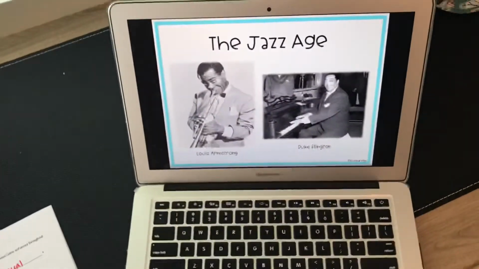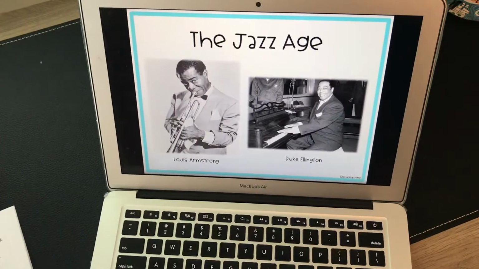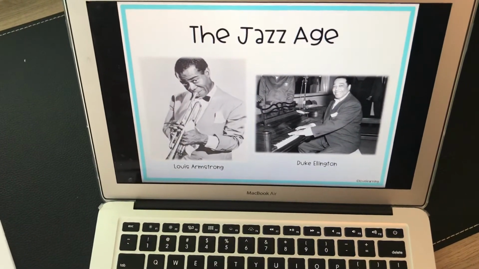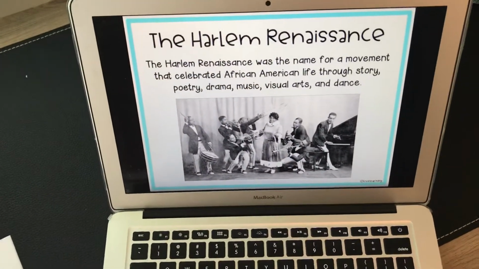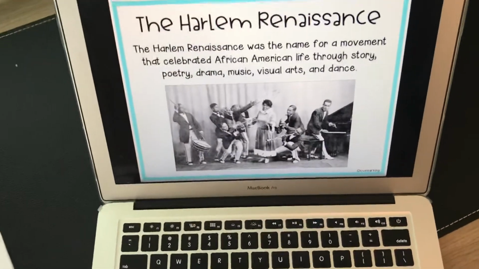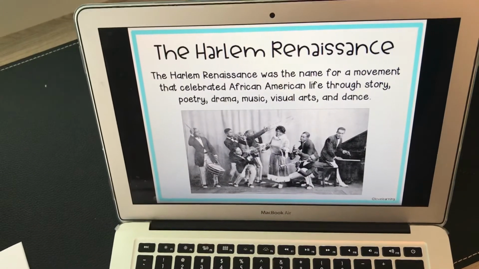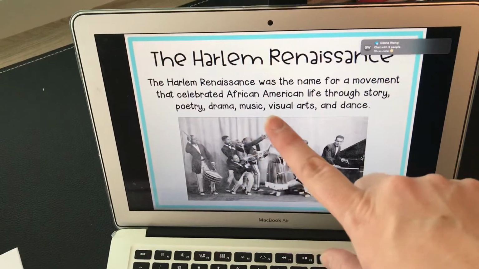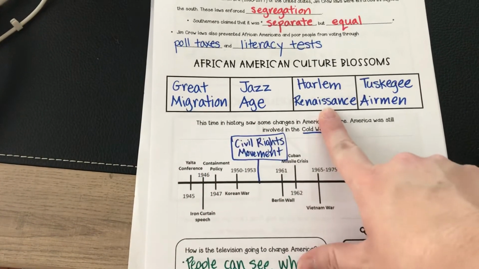The next one, the Jazz Age. We had amazing art, visual art, music, dance, poetry, all kinds of things that came out of this, including people you may have known already. Louis Armstrong, Duke Ellington. And then including the Harlem Renaissance. Harlem is an area in New York where many people flocked to as the Great Migration, so we have a lot of African American influence here. And it celebrated the life, through story, poetry, drama, music, visual arts, and dance. So we wrote these two things here. Great Migration, we have the Jazz Age. And the third one, Harlem Renaissance.